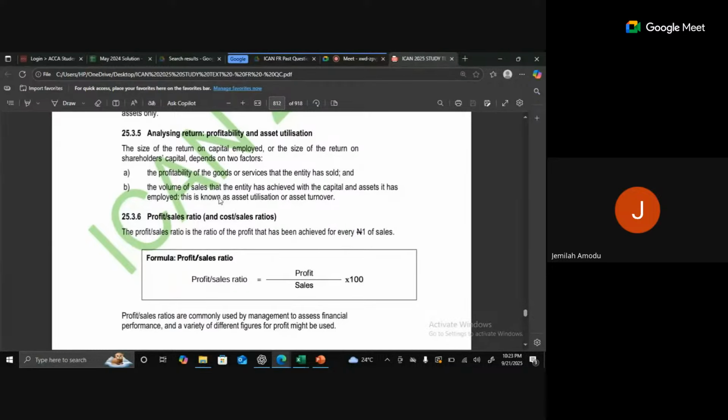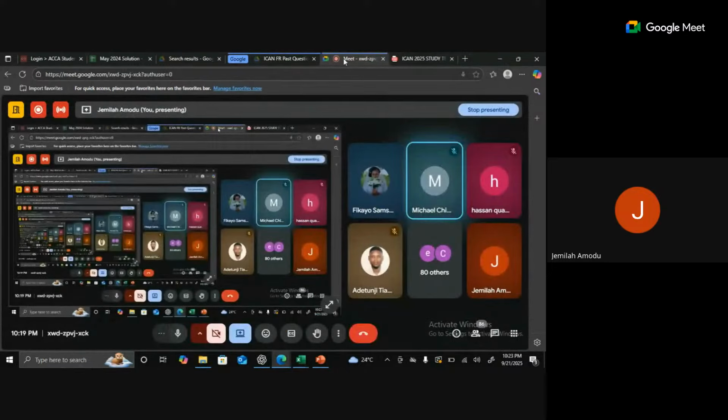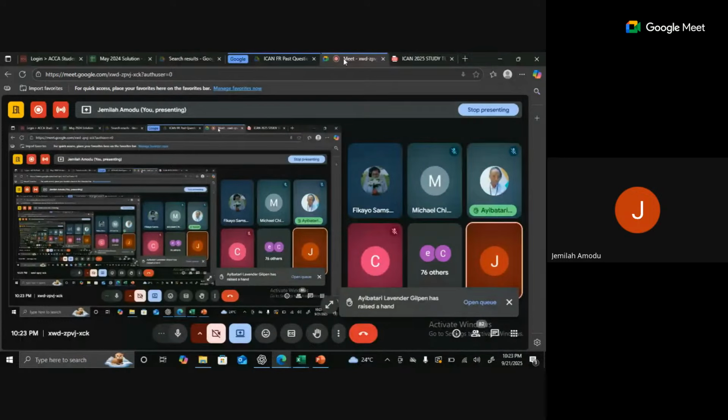So the next thing now is for us to look at the profitability and asset utilization ratio. I'm coming. Who is that? Lavender.